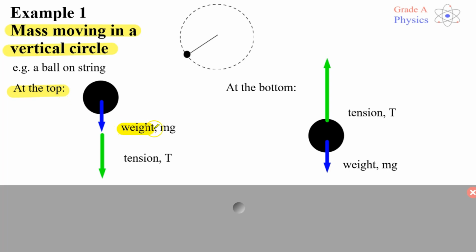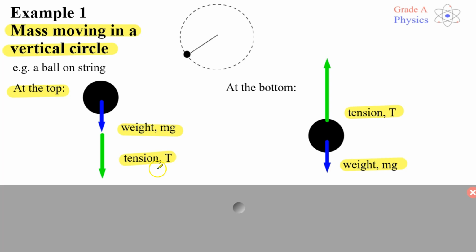We always have the weight acting downwards, mg, and we also have the tension in the rope. When it's at its highest point, the tension is pulling it down towards the center. And at the bottom, slight variation, the weight still acts downwards, but the tension is once again acting towards the center, and that should make sense. The tension on the string is always pulling it towards the center.